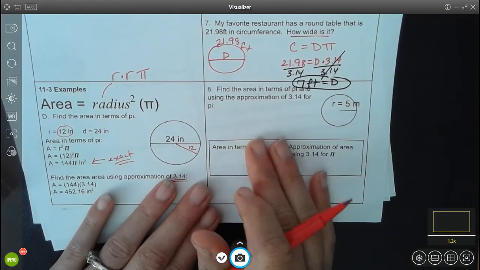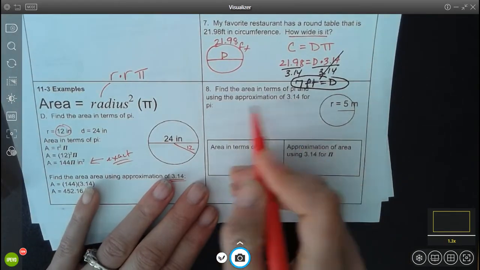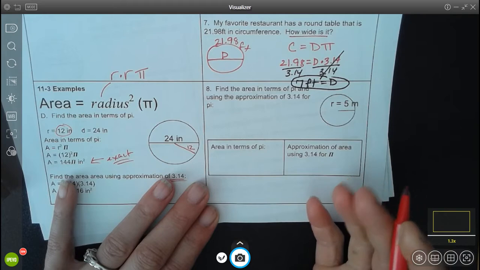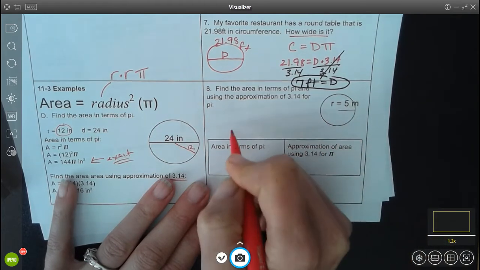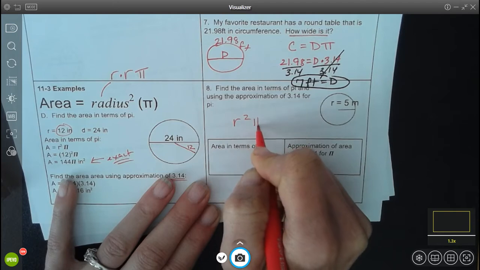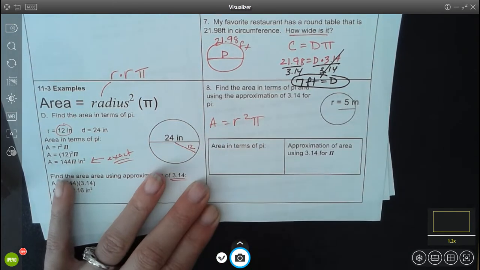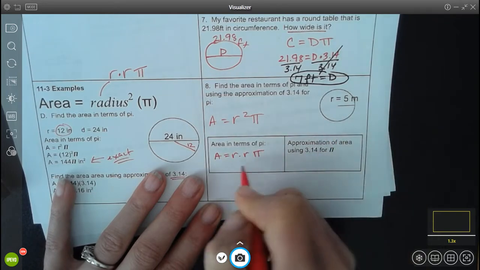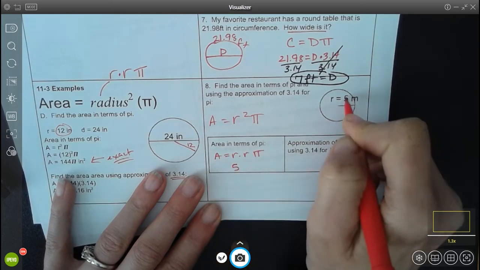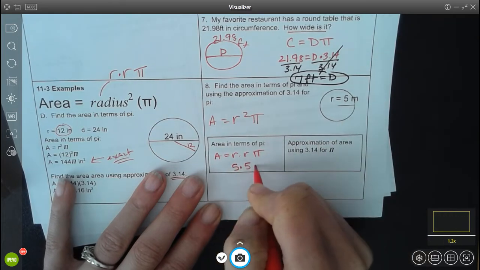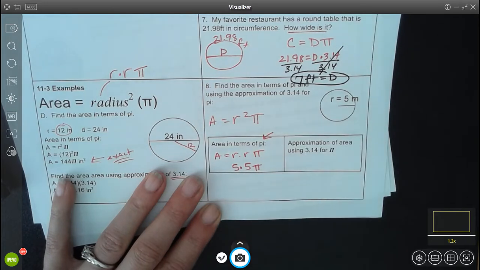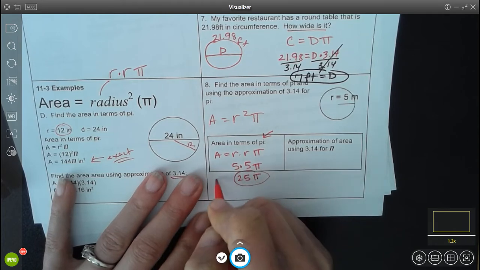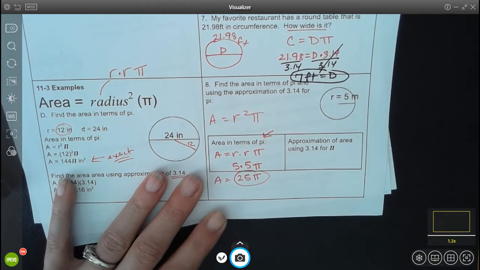Okay, so let's try one on our own. Find the area in terms of pi, and using the approximation 3.14 for pi. So they want us to do it both ways. My rule I'm going to start with is radius squared times pi. That's what area is. Area is equal to radius squared times pi. So I'm going to plug into my formula. My radius is 5. And it wants us to leave the pi. So what is 5 times 5? 25. There's my answer for the area. Area is equal to 25 pi.